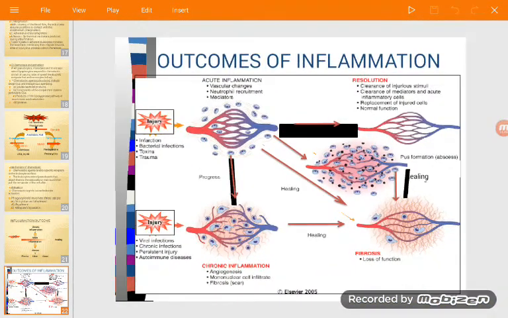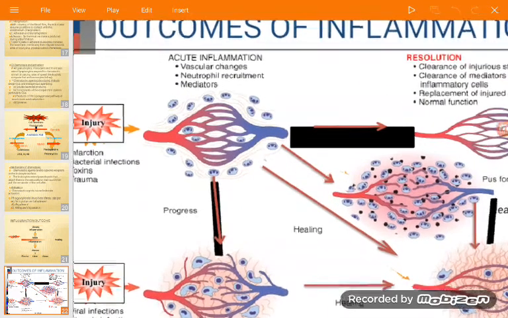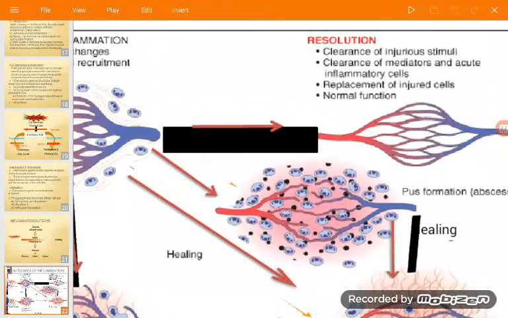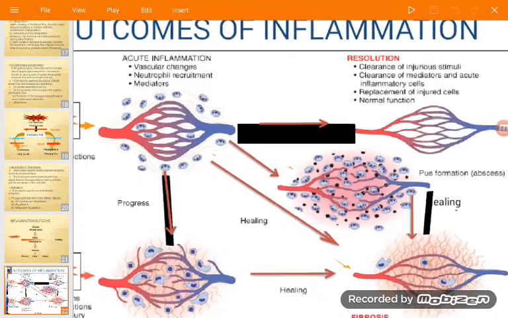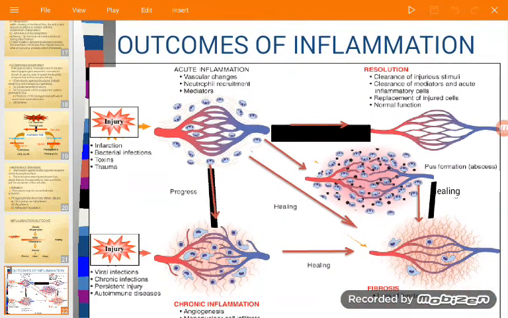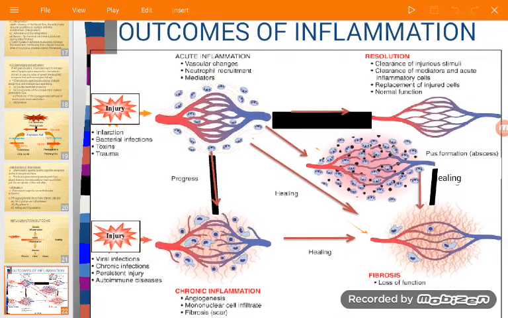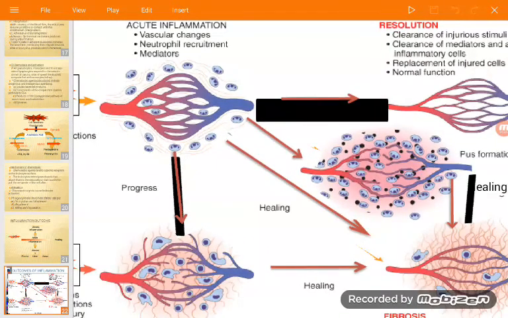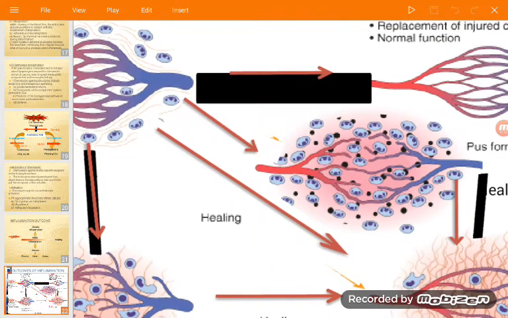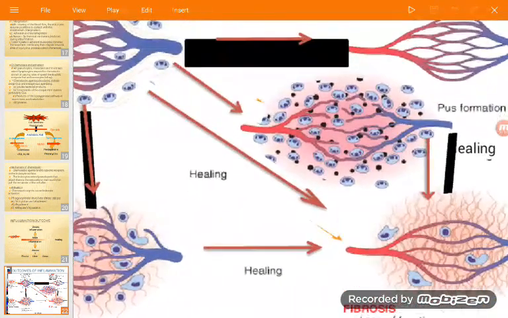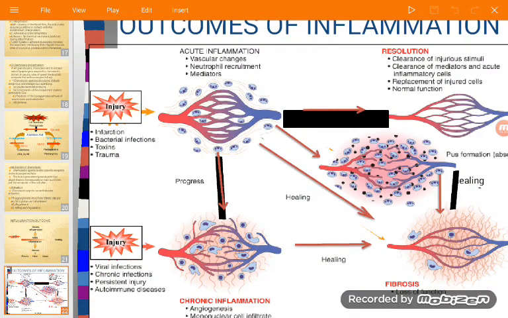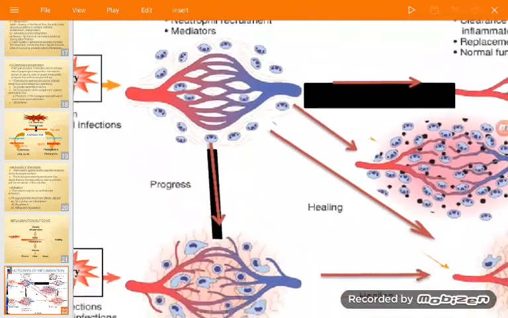This is the fate, the outcome of acute inflammation. Either the acute inflammation resolves and returns back to normal, healing the tissues, or it fails to heal and makes an abscess, a cavity filled with pus, or it heals with fibrosis, or it does not heal for weeks and becomes chronic inflammation.